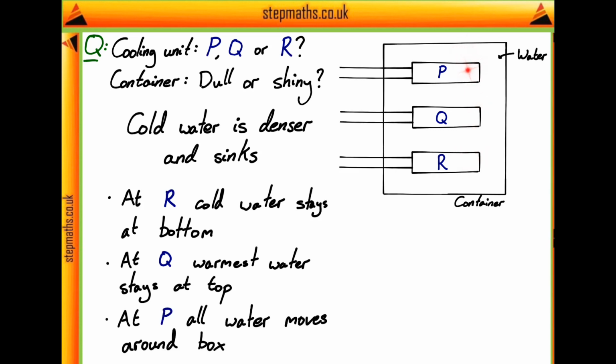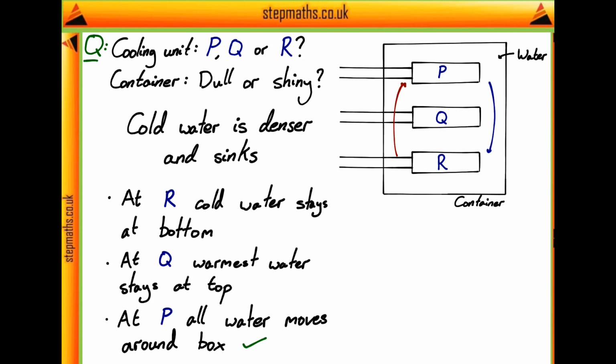But if we were to move the cooling unit to position P, then we would have a convection current set up, shown here. So the coldest water would move down to the bottom of the container and the warmest water would move up. And so it would cycle the water around, cooling it all fairly equally, and it would get all the water down to the same sort of temperature fairly efficiently. So the position we're going to want is actually position P.